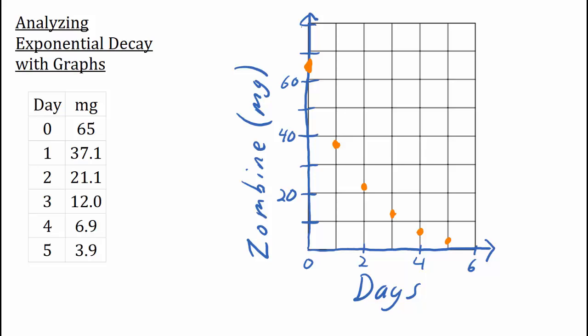Let's connect these points with a smooth curve. With exponential decay graphs, you have to be really careful about how you draw the tails. Notice here that the milligrams of Zombine in our system will never become negative milligrams, so we don't want our graph to cross below the x-axis. Now that we have our graph, let's try to figure out an equation.